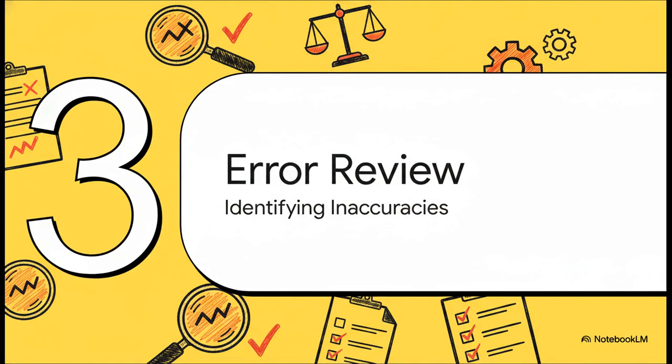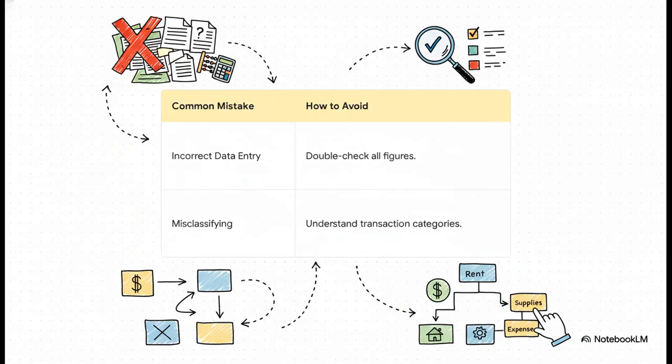Once the initial statements are drafted, the process isn't over. Not by a long shot. The next stage is a critical review designed to identify any errors and make sure the final documents are accurate and fully compliant with all the requirements. The learning guide points out several common pitfalls that can really undermine a report's integrity. This slide highlights 2 of the most frequent: simple data entry mistakes and misclassifying transactions. The solution is just procedural discipline, systematically double-checking all the figures and making sure you completely understand the correct accounting category for every single transaction.